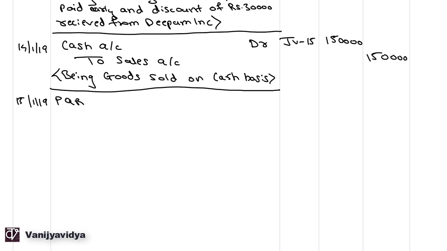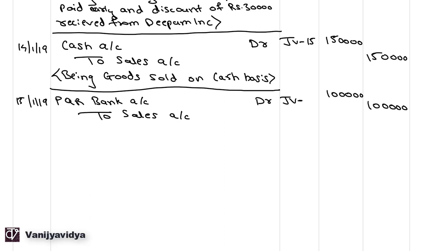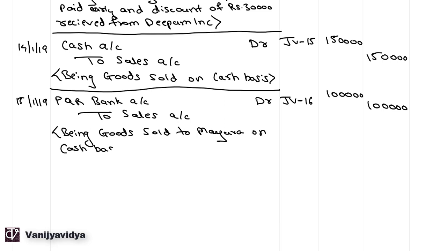Date is 15 Jan 2019. Entry is PQR bank account debit to sales account. Amount is 1 lakh. Voucher number is JV16 and narration is being goods sold to Mayura on cash basis and amount received by check number so and so, dated so and so. Now let's move on to the next transaction.